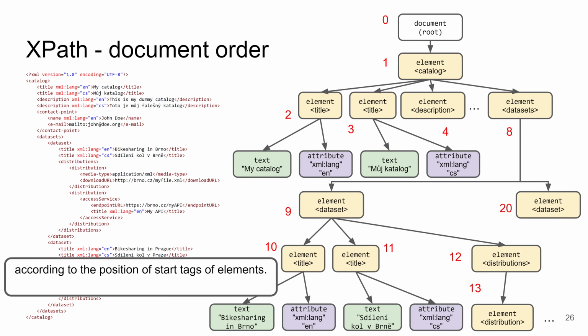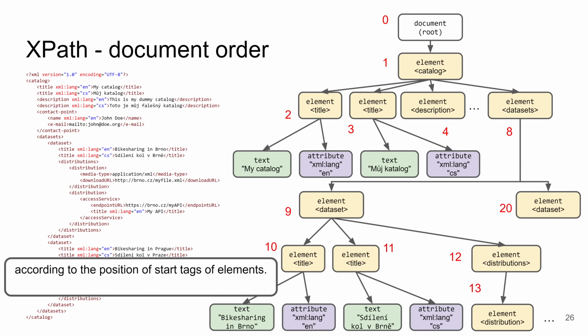For some of the axes, a so-called document order is important because this document order determines which elements are preceding and which elements are following. So we have already seen the preceding sibling axis, and this actually selects those elements with lower document order number. And the document order number is determined by the position of start tags of elements which start the element nodes.